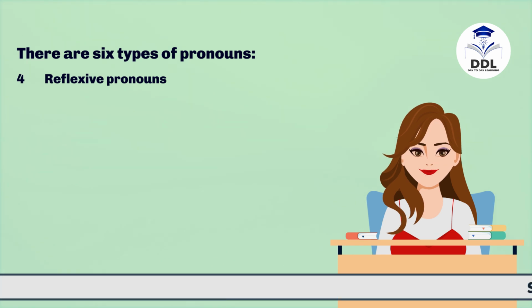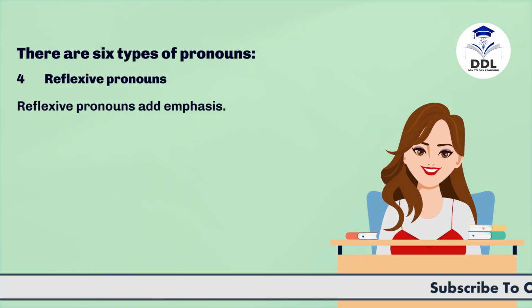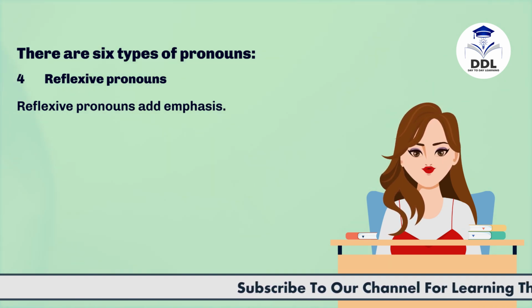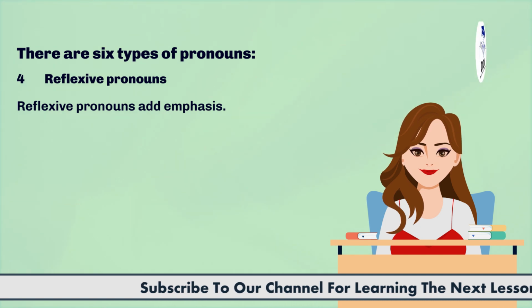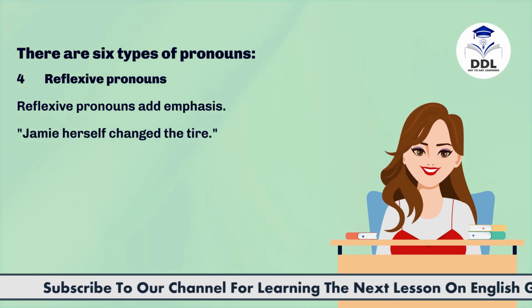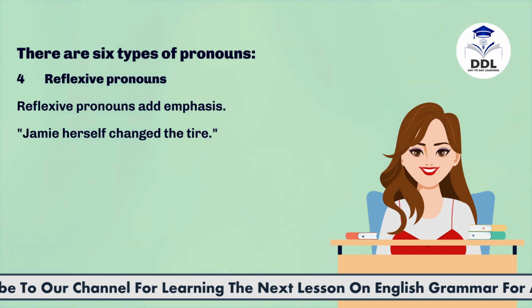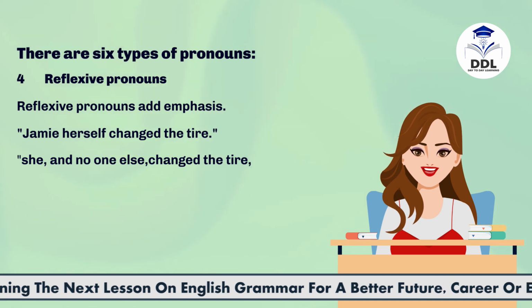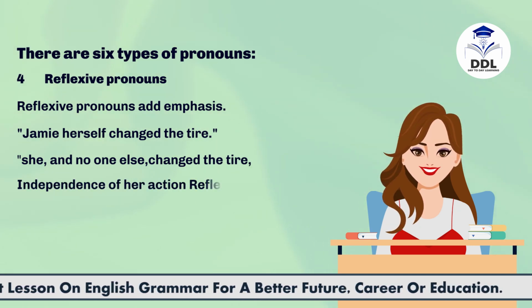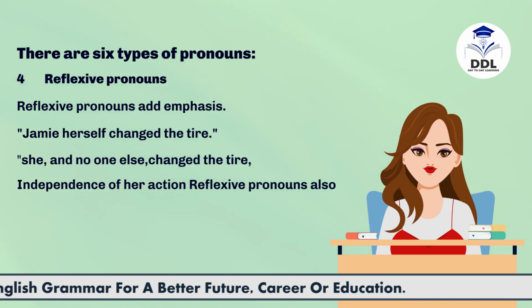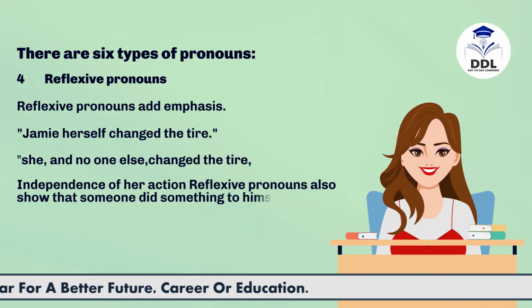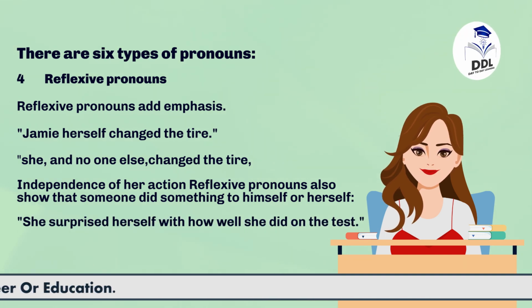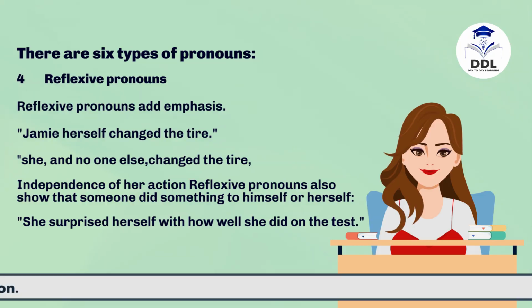Reflexive pronouns. Reflexive pronouns add emphasis. They always follow a noun or personal pronoun and do not appear alone in a sentence. Jamie herself changed the tire. The meaning is that she and no one else changed the tire, and the emphasis is on the independence of her action. Reflexive pronouns also show that someone did something to himself or herself. She surprised herself with how well she did on the test.